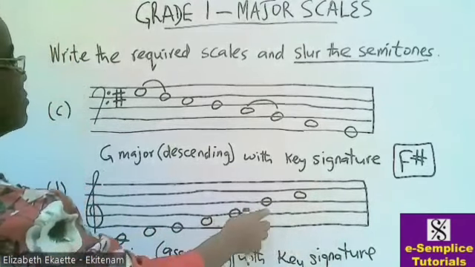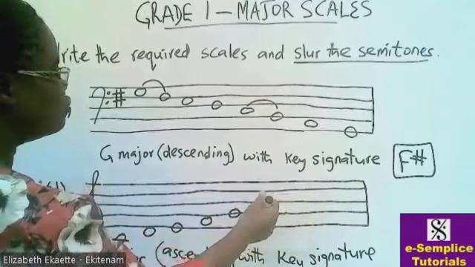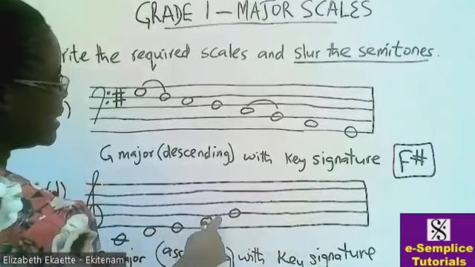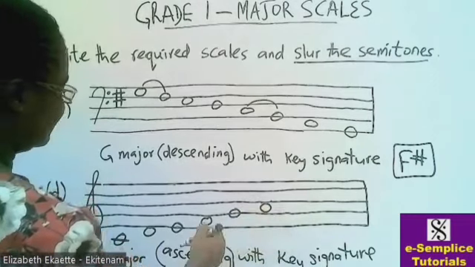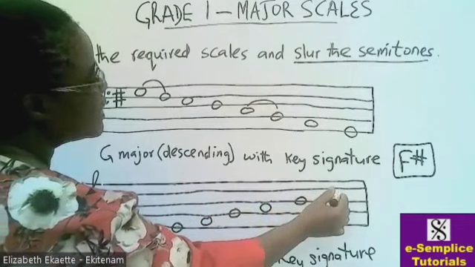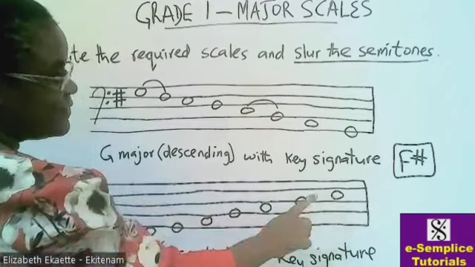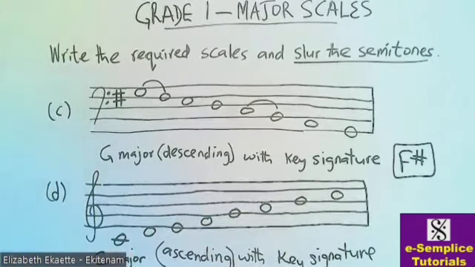Have I not missed something? Oh, I've jumped. You see, that's why you should pay attention so that you don't jump any line or space. Now, that's 1, 2, 3, 4, 5, 6. Then that is 7, and that is 8. Now, when you are done, check. This is C, and that is C. That's the first thing you should always check.